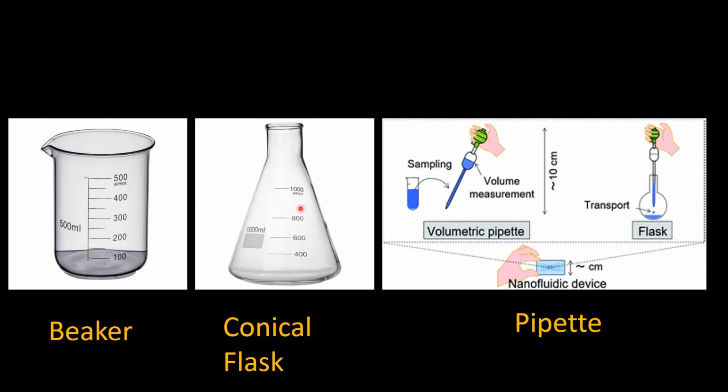Other than that is a conical flask. It is cone shaped, so that's why it is known as a conical flask, and it has a narrow opening. Whenever we are stirring or shaking the solution, the chance of the solution spilling out is lower in a conical flask as compared to a beaker, as a beaker has a quite broad opening.